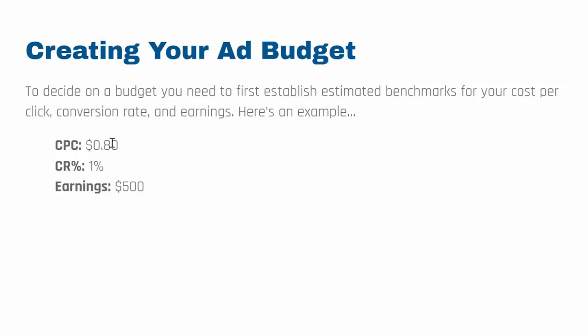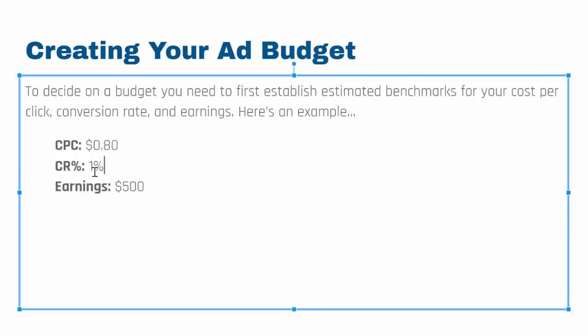So, for example, 80 cents per click at a 1% conversion rate. That means 100 clicks is going to cost me $80. And at a 1% conversion rate, that's not going to work. A 1% conversion rate is one sale out of every 100 clicks. So this number isn't going to work.